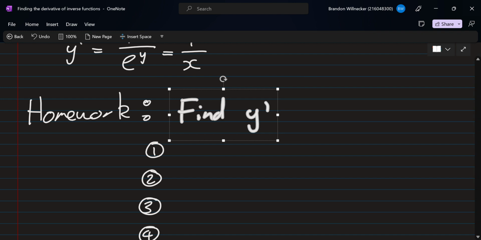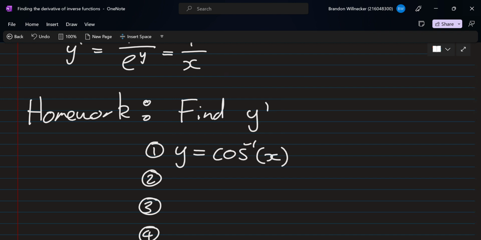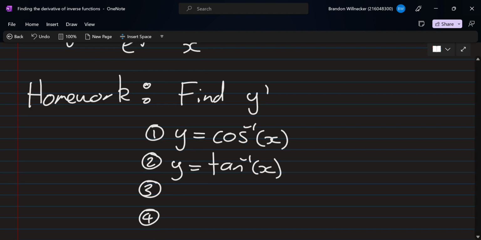For the first one, we're going to have y is cos inverse. Very similar to the sine inverse, but please make note of the sign. Before we chose the positive one, here it might be something else, so that will be up to you to figure out. Next, y equals tan inverse. Again, we will see that later on when we are doing antiderivatives and integration, so please just keep that in mind.